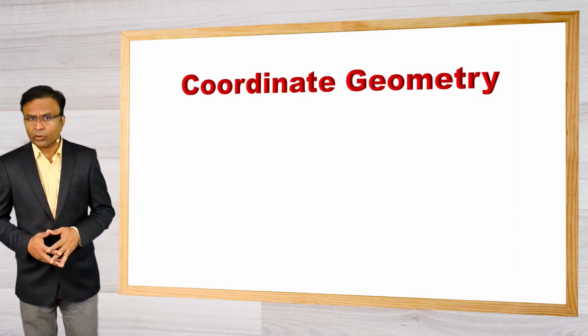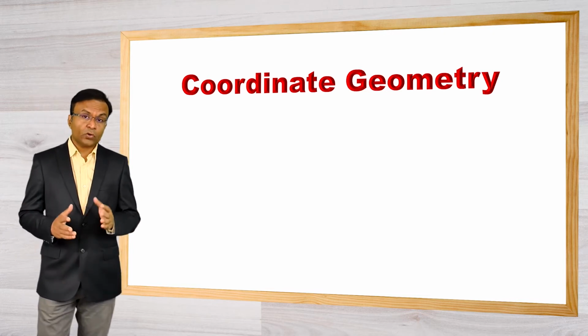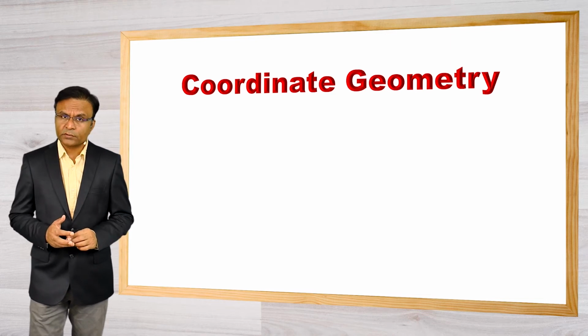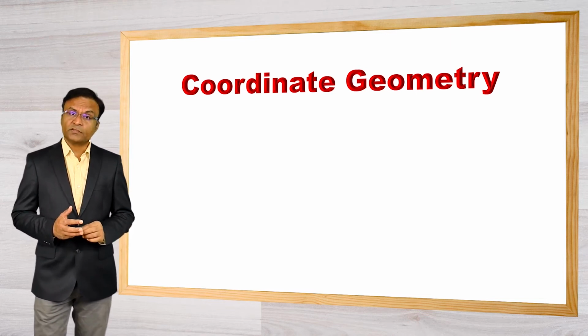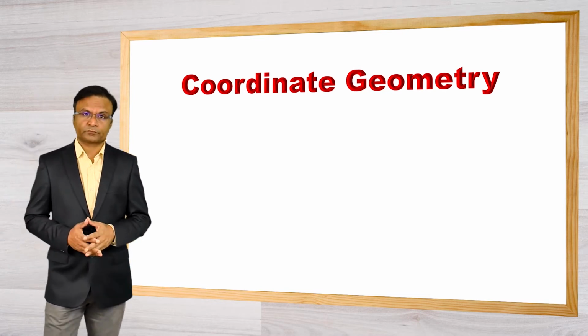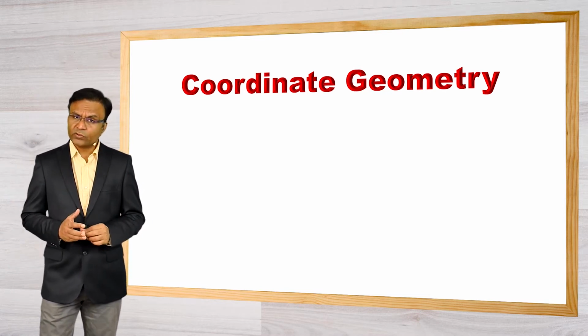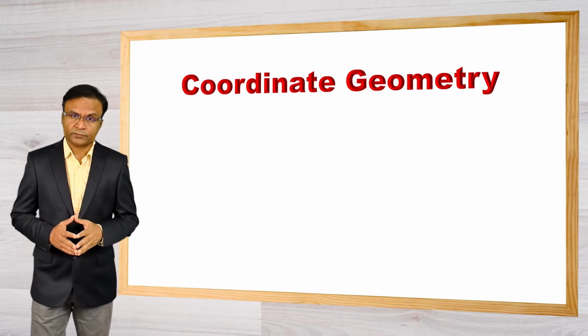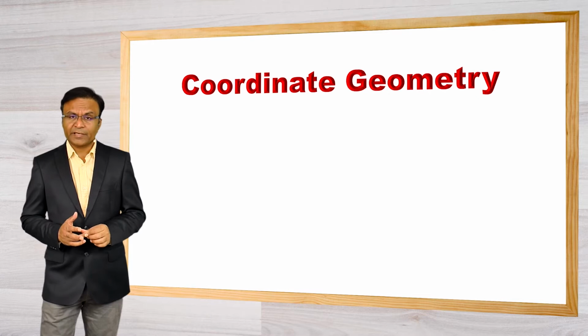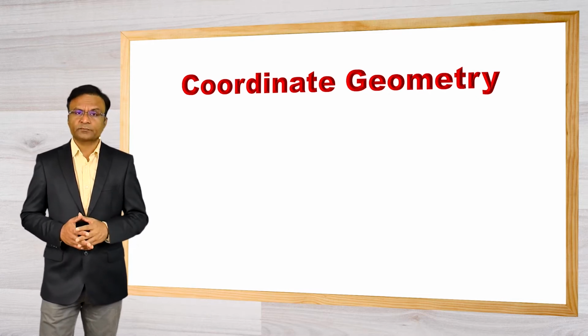The major part of coordinate geometry is conic sections. Which are conic section curves? These are circle, parabola, ellipse and hyperbola. In the study of each conic section, there are two parts. In the first part, we find its equation and study its properties.